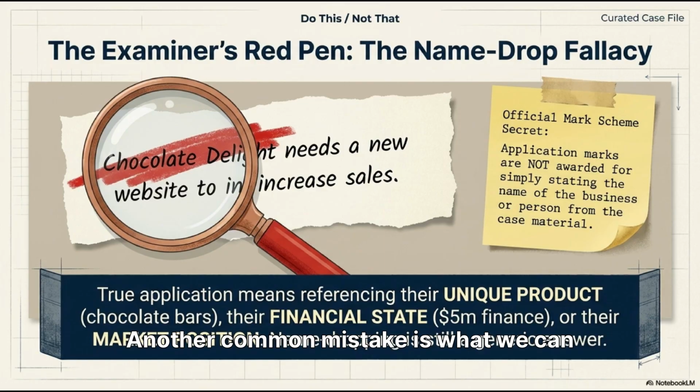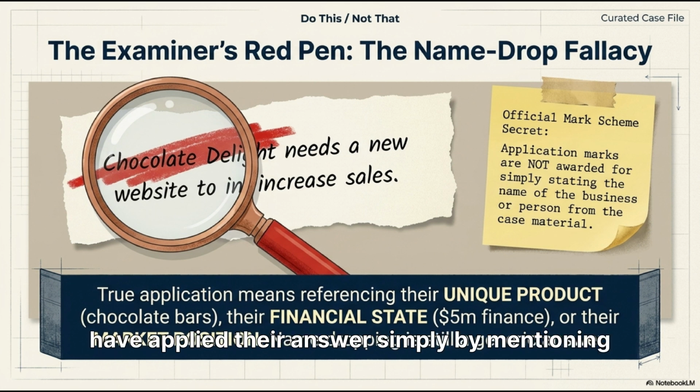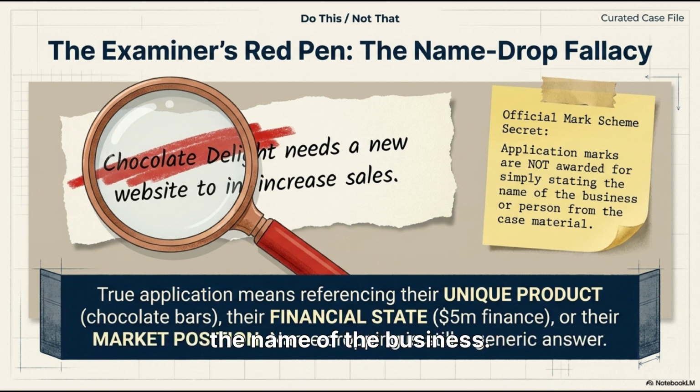Another common mistake is what we can call the name drop fallacy. This is when a student thinks they have applied their answer simply by mentioning the name of the business. For example, Chocolate Delight needs a new website to increase sales. This sounds applied because it uses the business name. But according to the logic of the mark scheme, simply stating the name of the business or person from the case is not enough. True application means referring to something unique about the business.